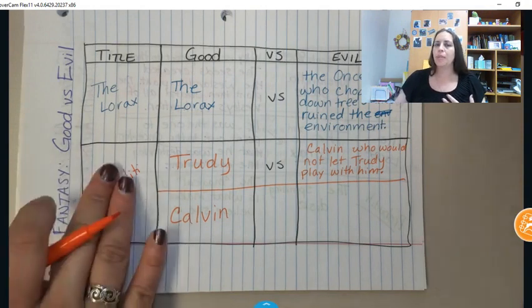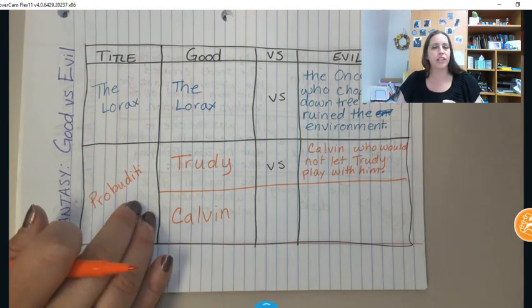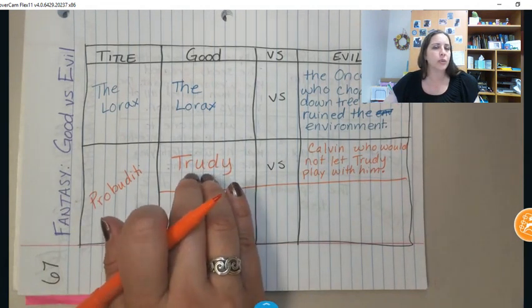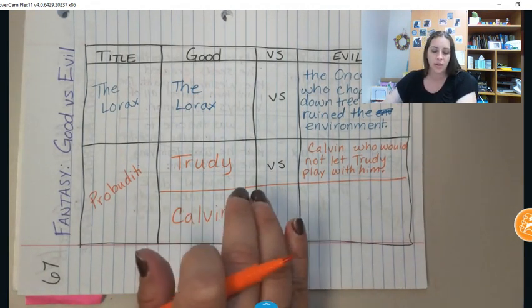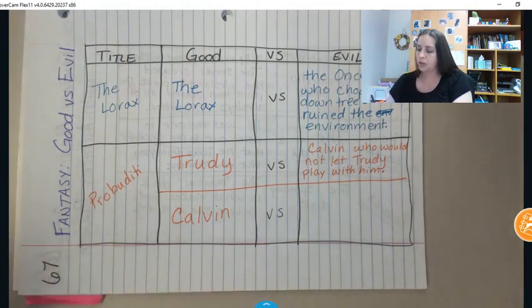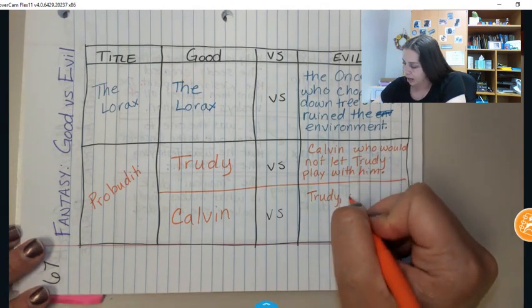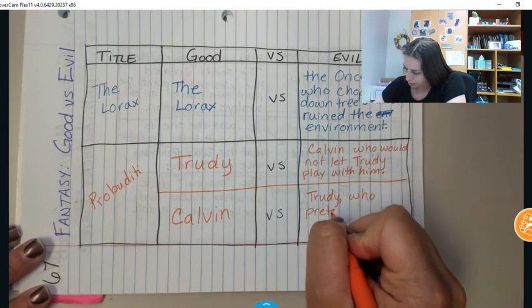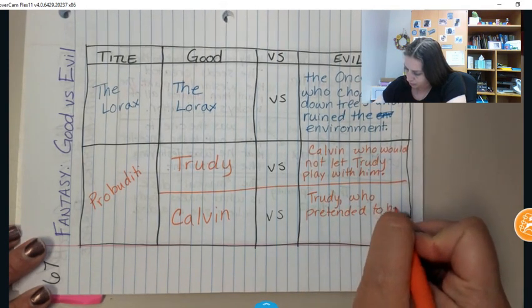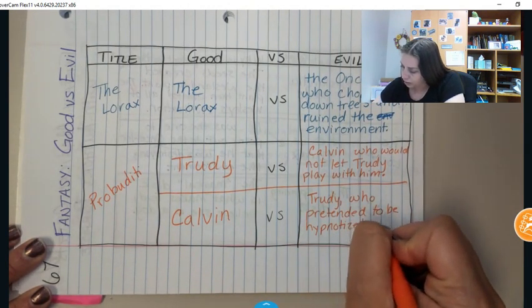And as we go through the story, we find out that maybe Trudy was pretending to be hypnotized, and she was the one who actually got Calvin in trouble. So was Trudy the good character, or was Calvin the good character? Because in one situation, Trudy was a good character because Calvin would not let Trudy play with him. In the other situation, Calvin could be considered the good character because he was up against Trudy, who pretended to be hypnotized, even though she wasn't.